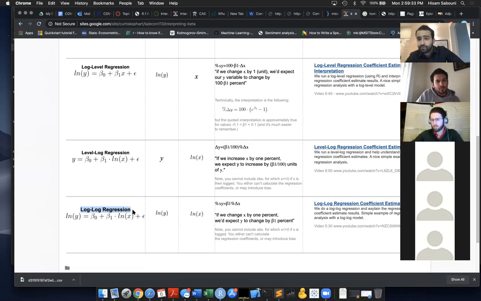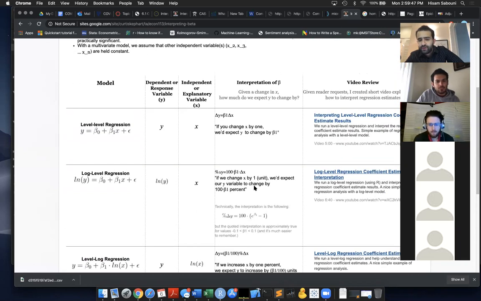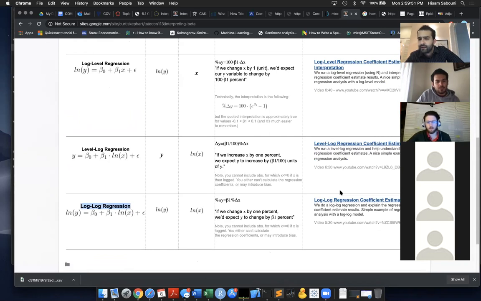Right, so a blank percent increase in the student-teacher ratio corresponds to a blank percent change in the test scores. Okay, so I urge you guys to click on each of those to view these videos, and then click on each of these links, and they'll show you basically the derivatives and how to interpret each of the models. It's pretty good.